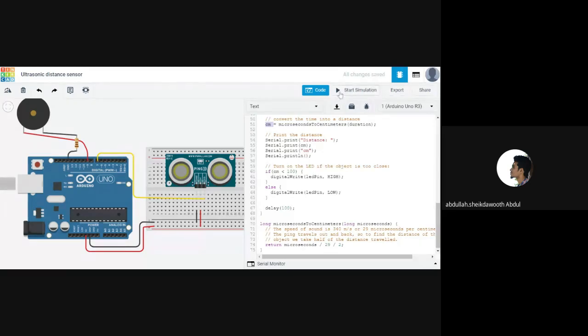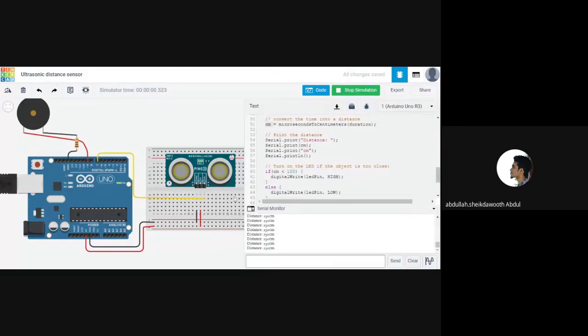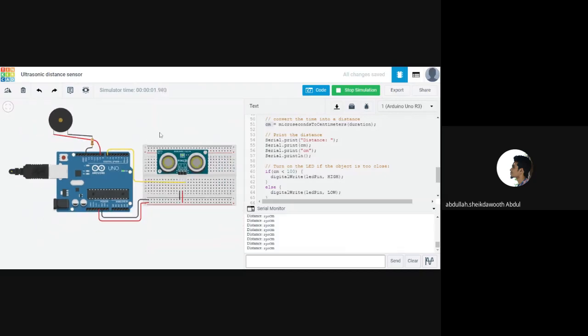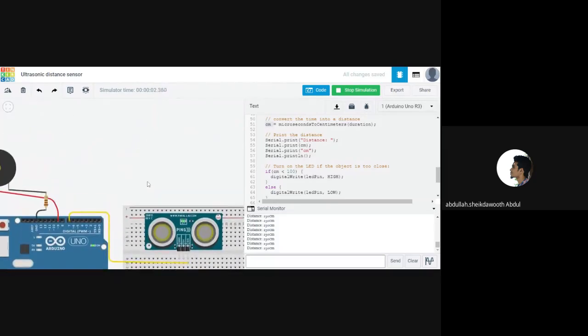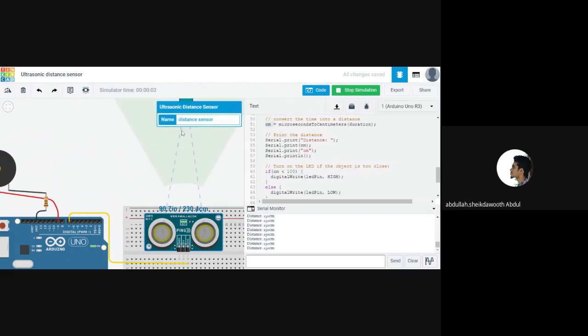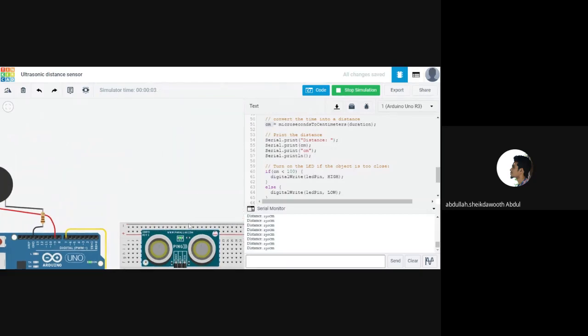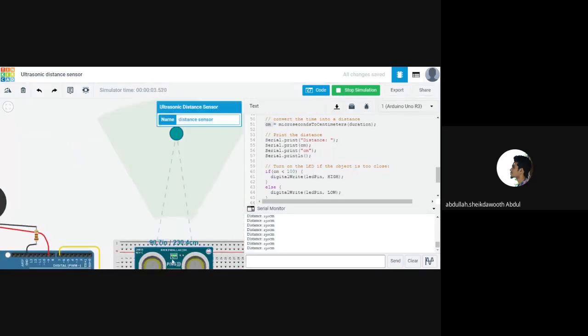To view that, there is a serial monitor here. One second. If you can see, if I double click the sensor, its range will be visible. You can see here that my distance reduces when I get close to the sensor.